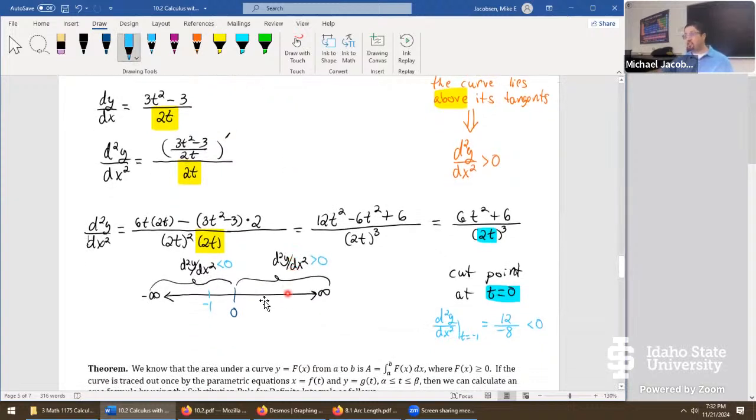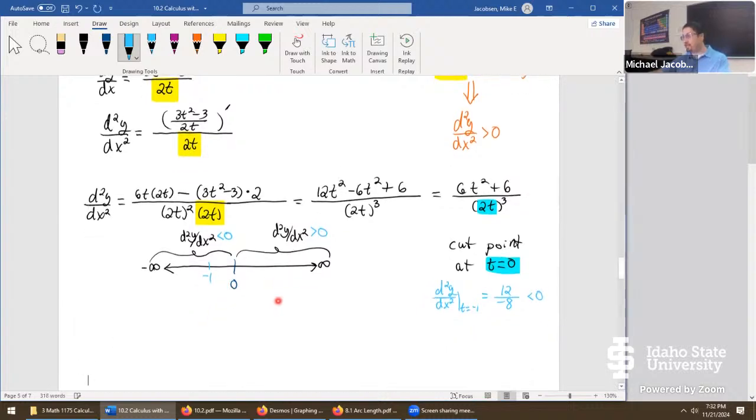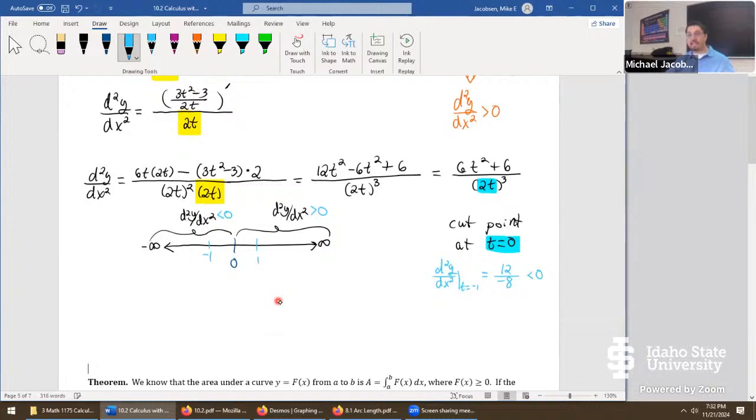It's a good idea to just double check that though. So let's do a little bit more careful work here. Let's click one more test point, t equals 1. So d2y/dx2, evaluate when t equals 1.